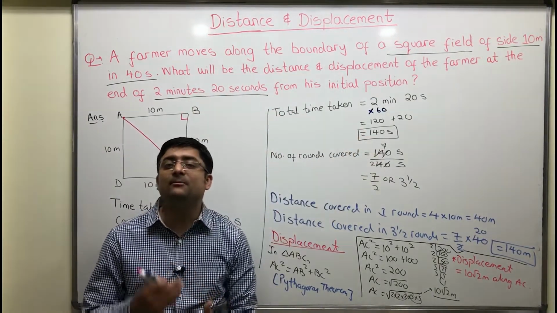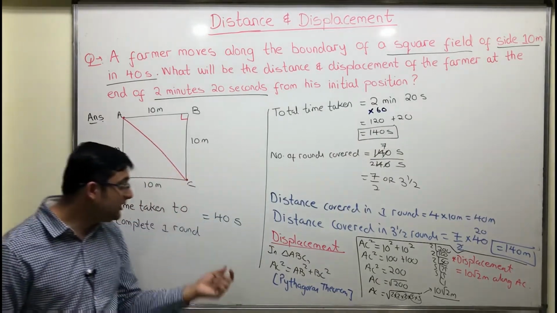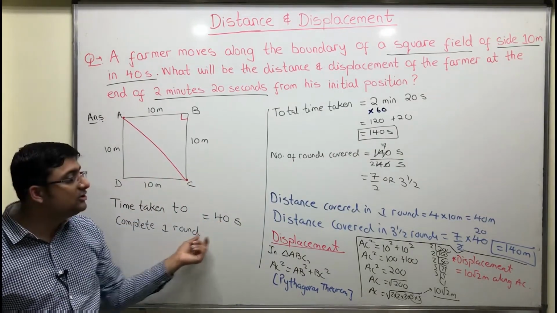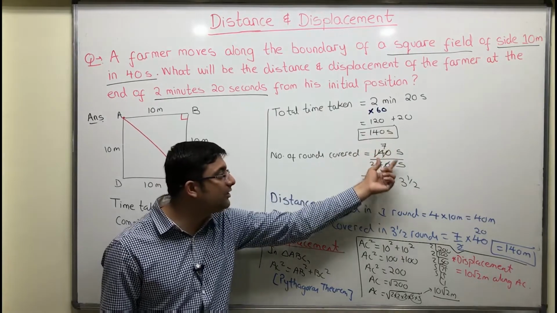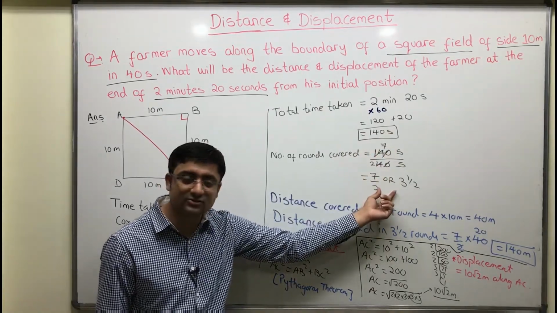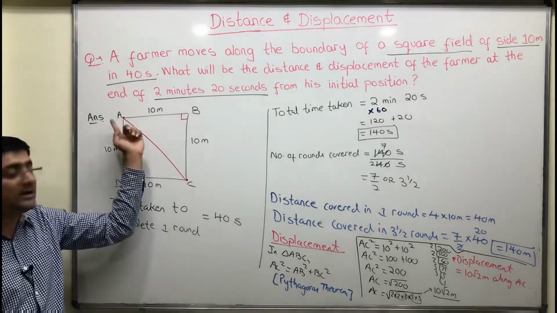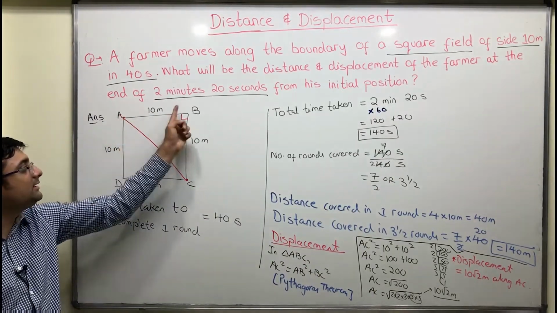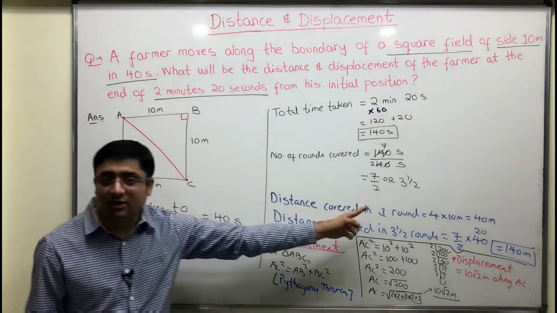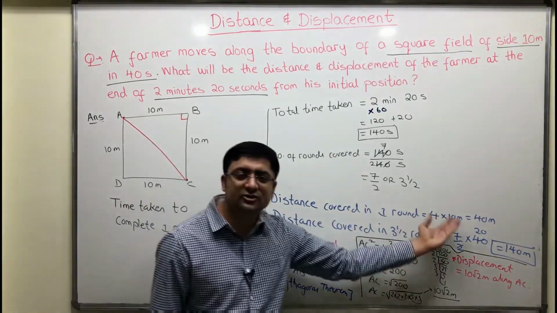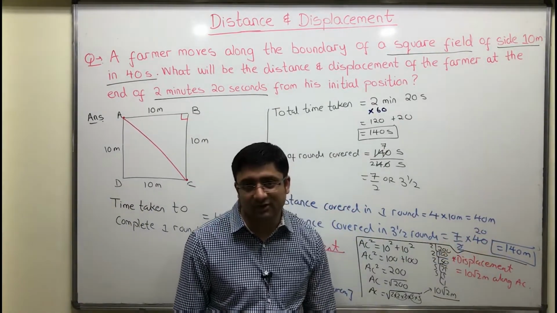Now we have to find the number of rounds taken by the farmer. In 40 seconds, he does one round. So in 140 seconds, he'll do 140 by 40, 3.5 rounds. Next, what is the distance covered in one round? Perimeter of the square. That is, start from A, start walking, 10 plus 10 plus 10 plus 10, 40 meters. So in 3.5 rounds, 3.5 into 40, that is 140 meters.